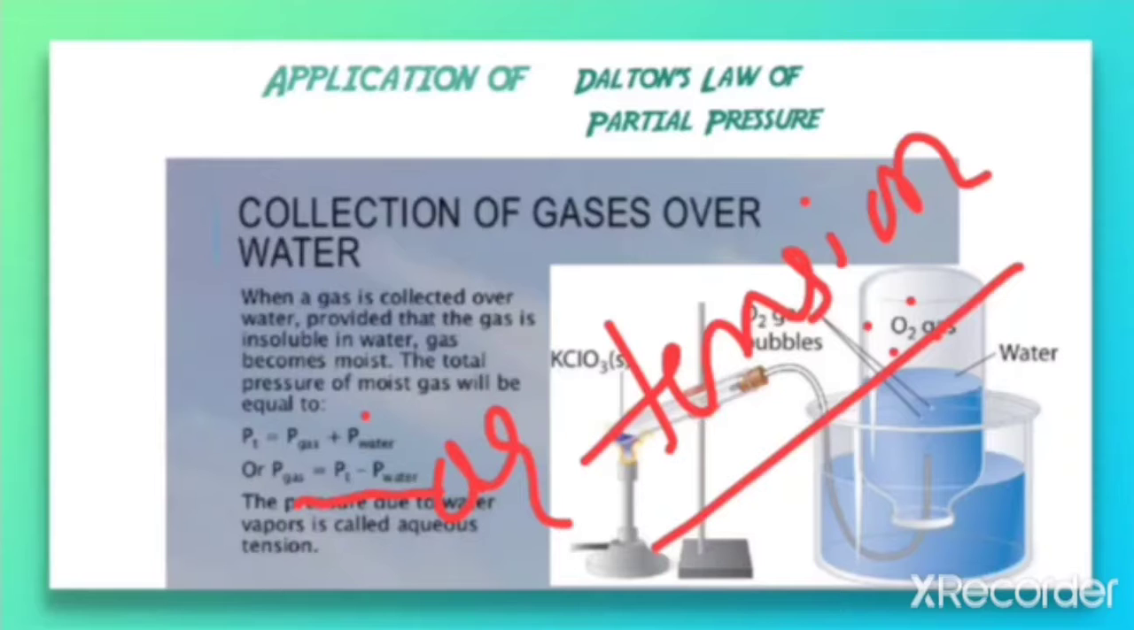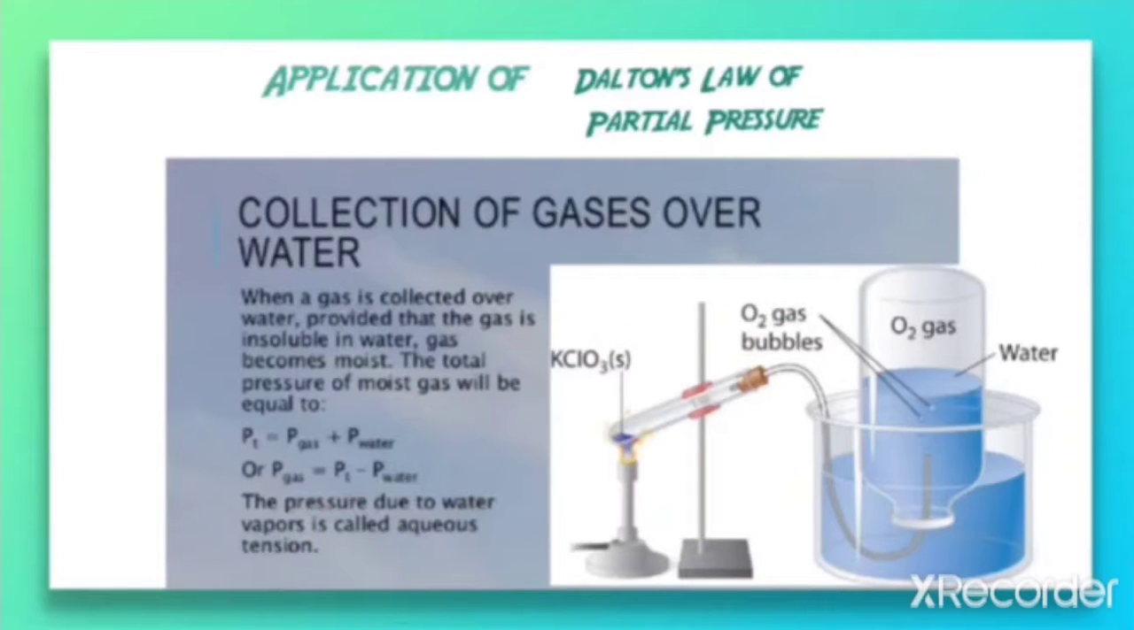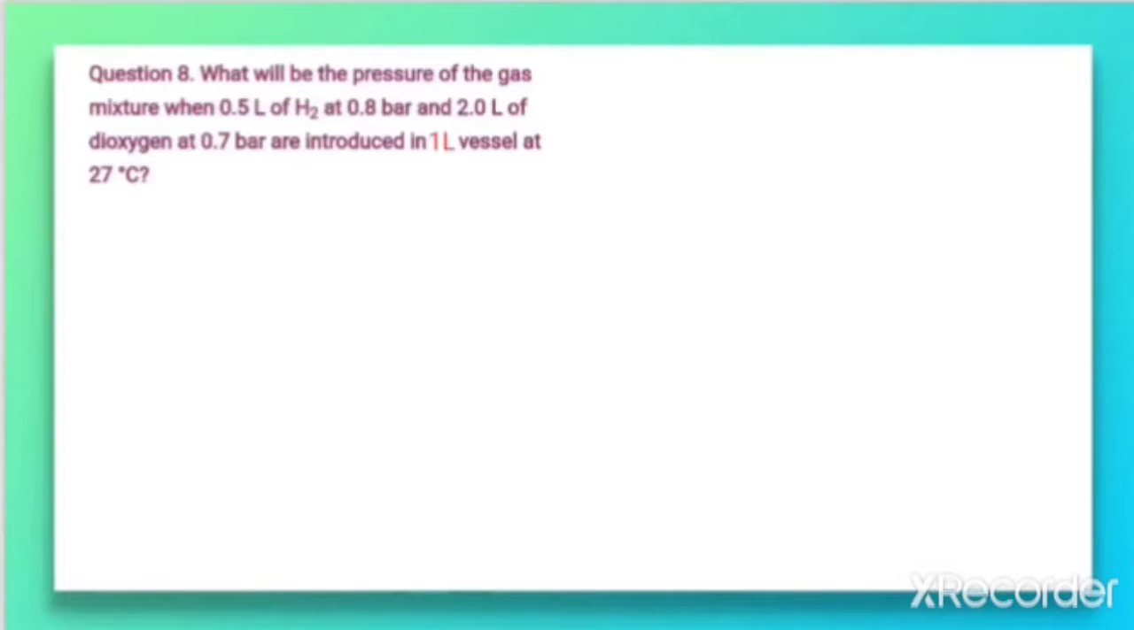So this is the application of Dalton's law of partial pressure. Let us do a textbook exercise, question number 8, which is related to this topic. The question is, what will be the pressure of the gas mixture when 0.5 liter of hydrogen at 0.8 bar and 2 liter of dioxygen at 0.7 bar are introduced in a 1 liter vessel at 27 degrees Celsius?